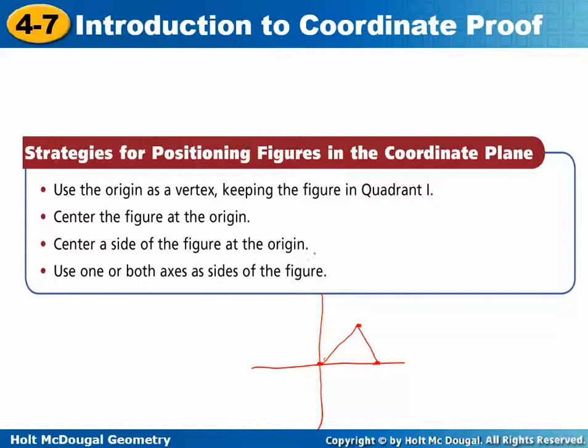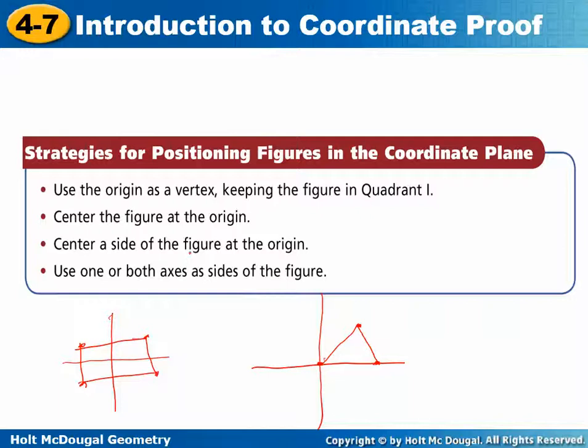You could also center the figure at the origin. Like if it's a rectangle, maybe it would make sense to have these coordinates be opposite of each other. Like you'd have maybe -4, 2 and 4, 2, and -4, -2 and 4, -2.